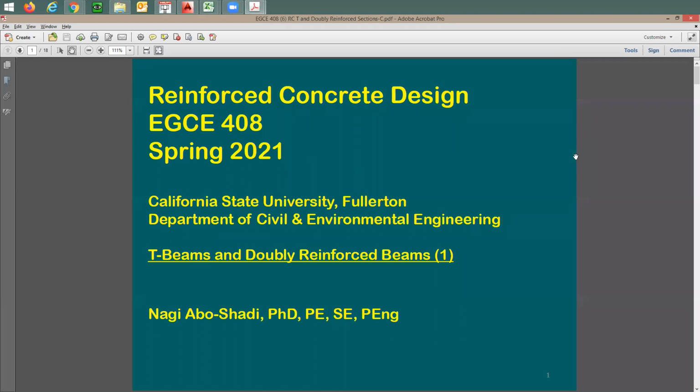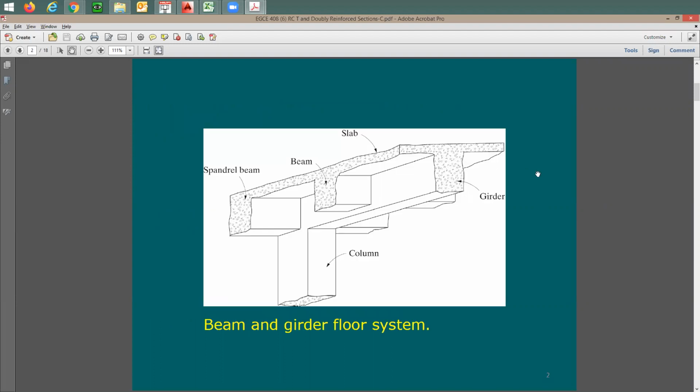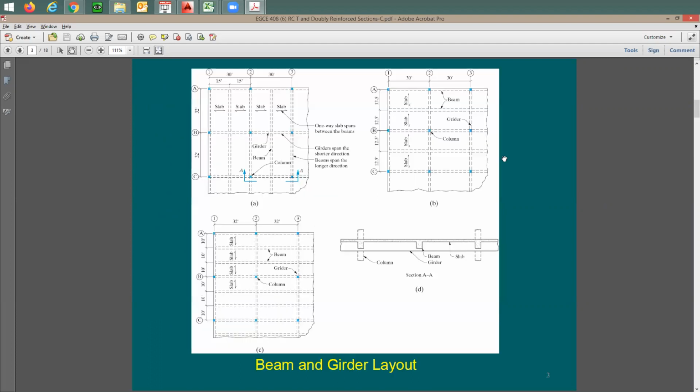Now, this section here is going to be about T-beams. When we did the design of the beam, we assumed it to be rectangular, and then we put reinforcing only in the tension side. As I said, in reality we are going to have T-beams, right? There's never a rectangular beam. This is what we have.